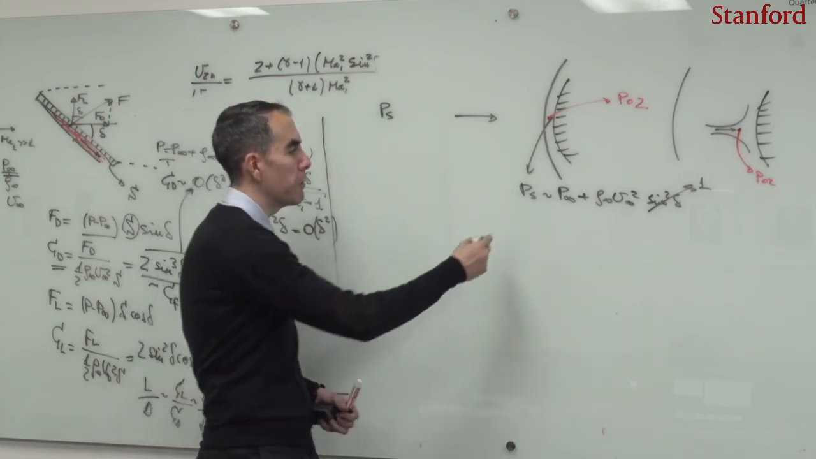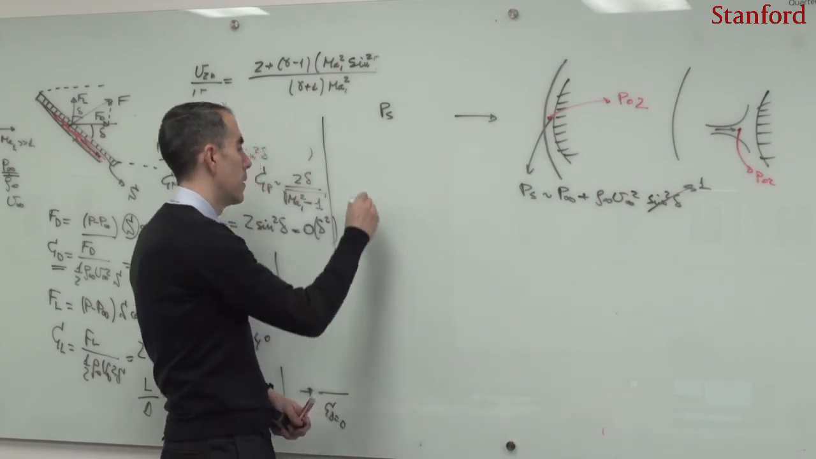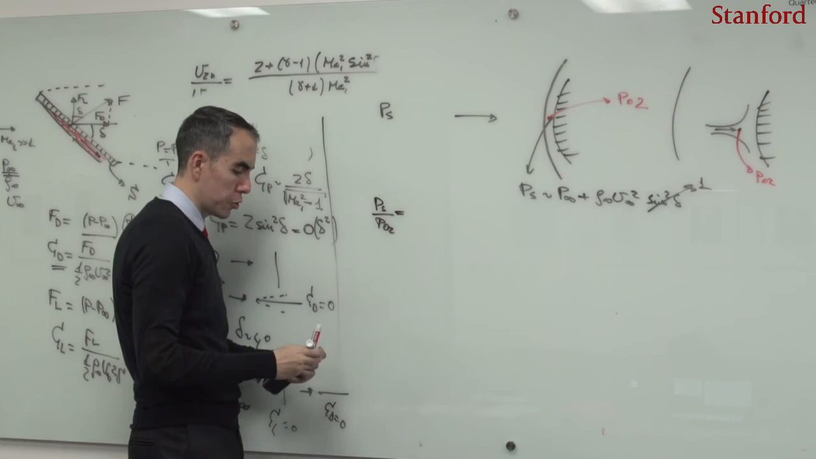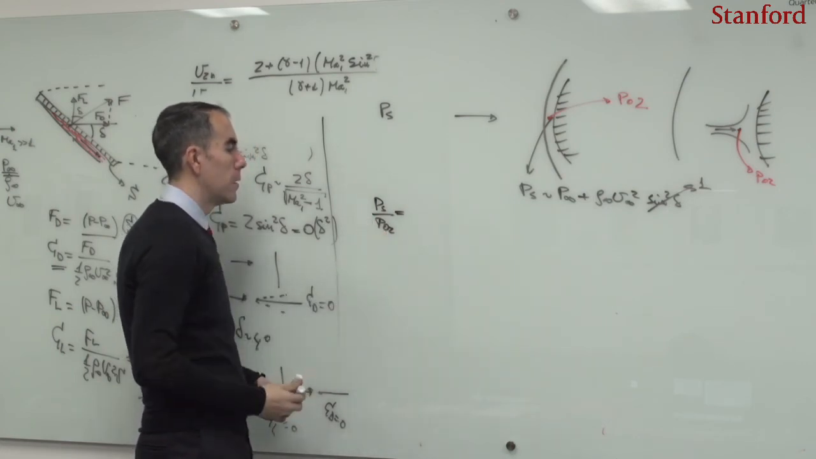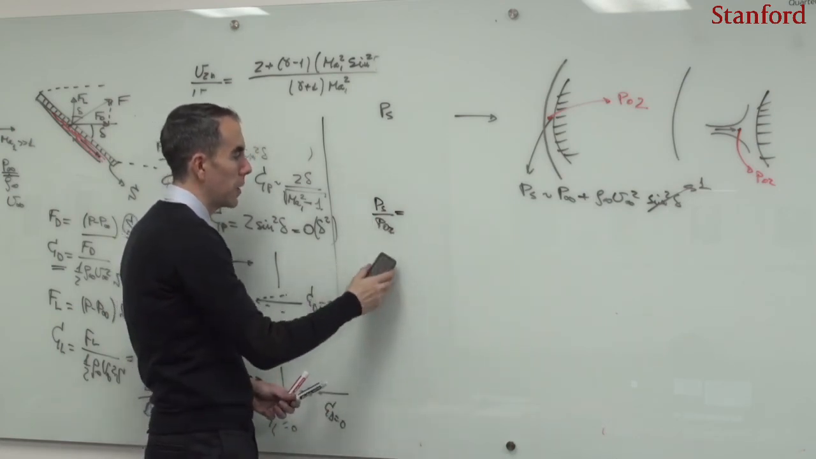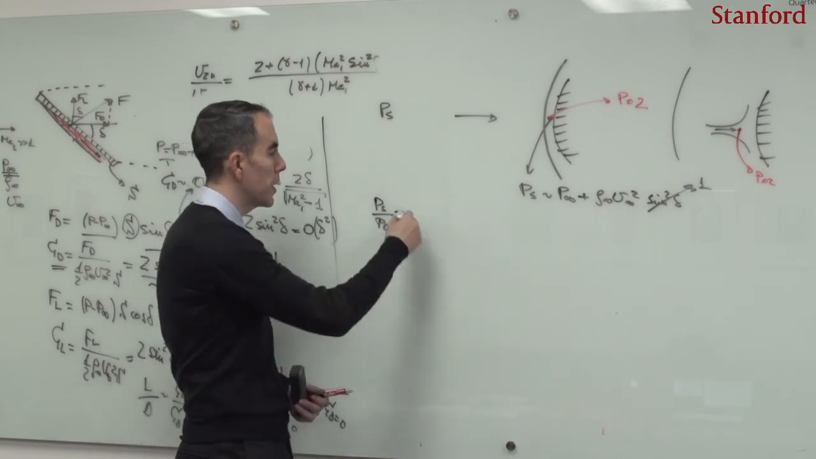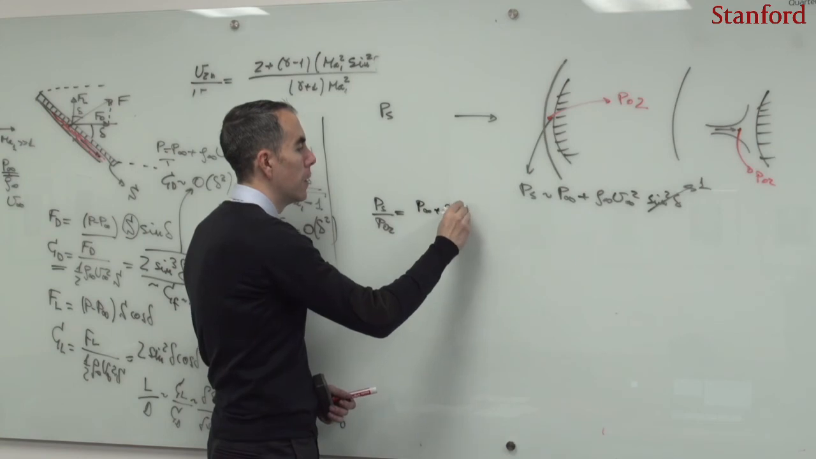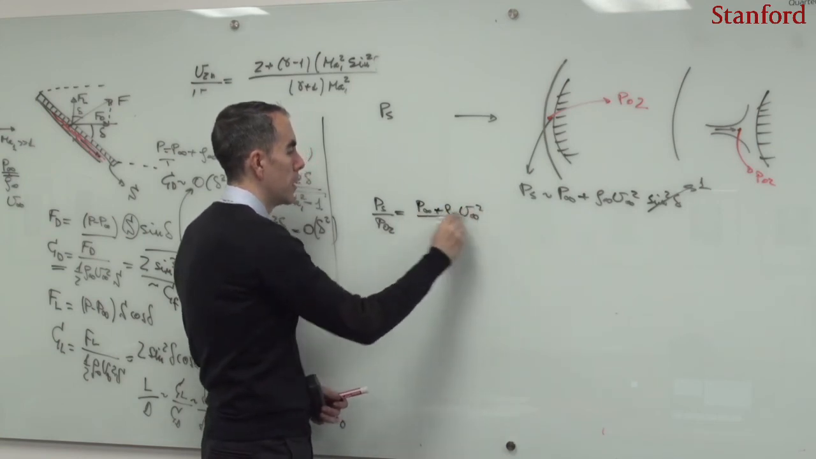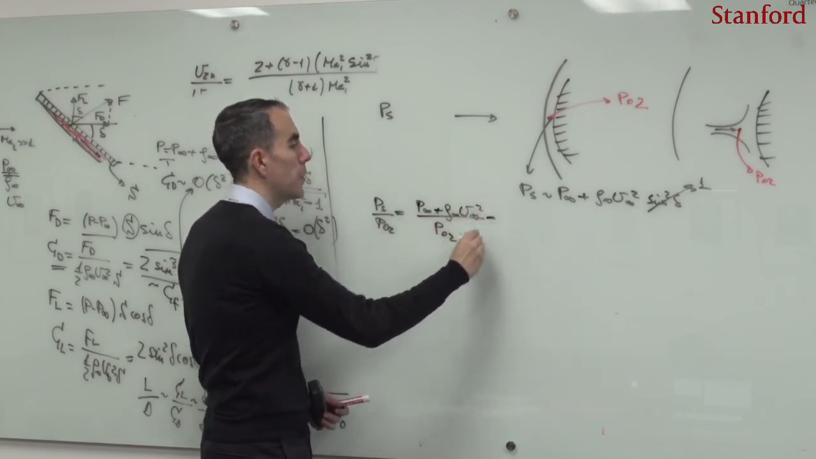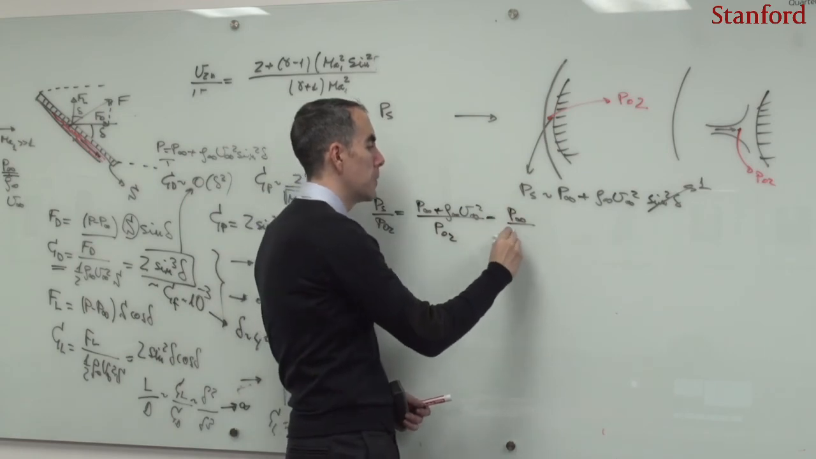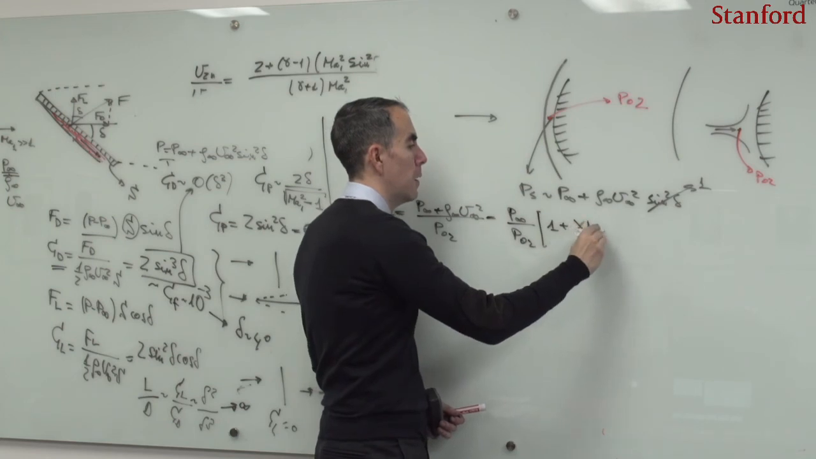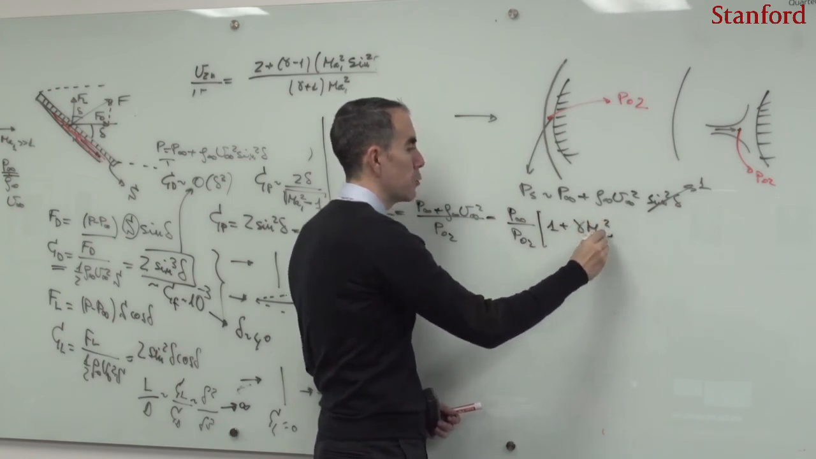So one can see this, for instance, by taking this expression and dividing it by the post-shock stagnation pressure, or whatever it is. So one could do this, right? Substitute here and say that this is equal to p infinity plus rho infinity u infinity squared divided by p0,2, and this is going to be equal to p infinity divided by p0,2 multiplied by 1 plus gamma Mach infinity squared.